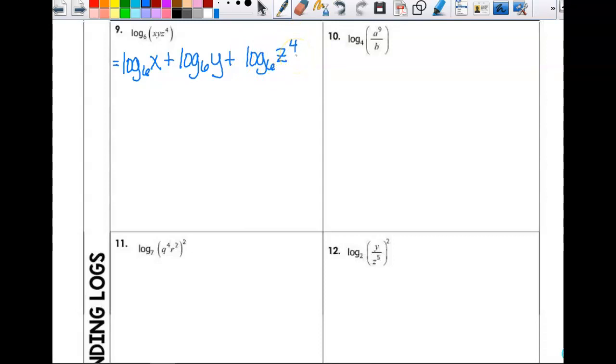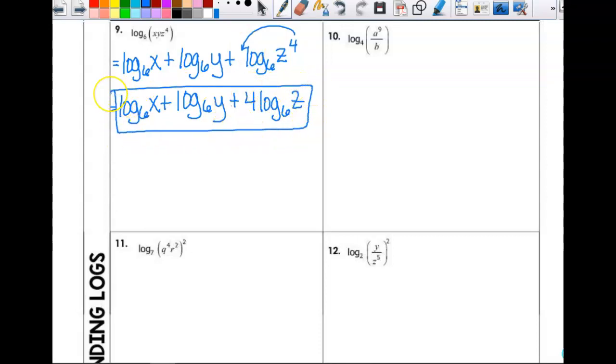You could go ahead and pull out the 4, it's fine. I'm not going to do that on the notes here just because I don't want to lose anybody. And then this would be log base 6 of x plus log base 6 of y plus 4, because this has to come down in front here. Not in front of the whole thing, just in front of that log base 6 of z. Yes? We agree with that? Awesome.